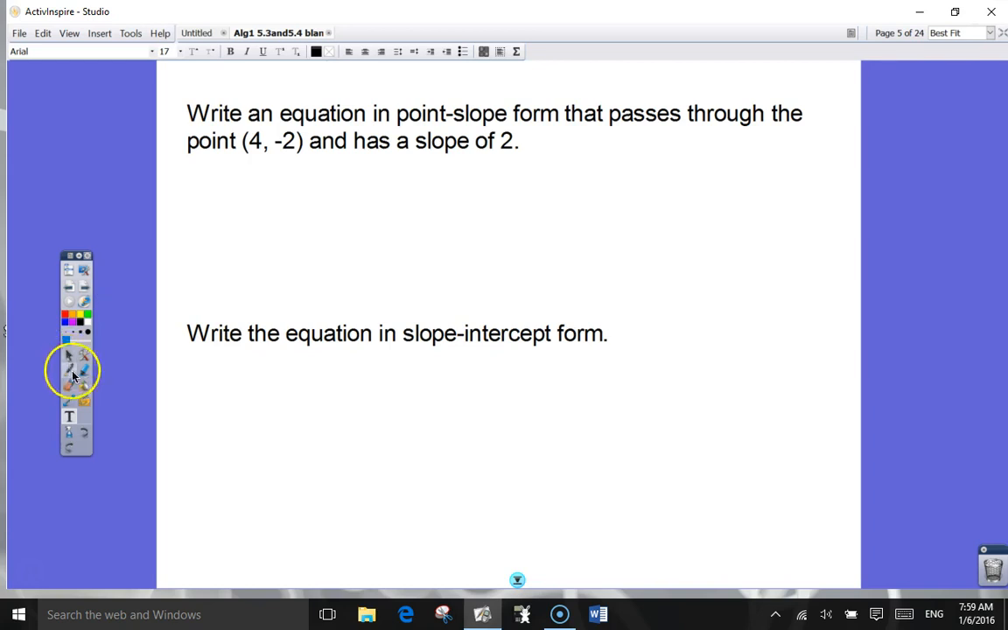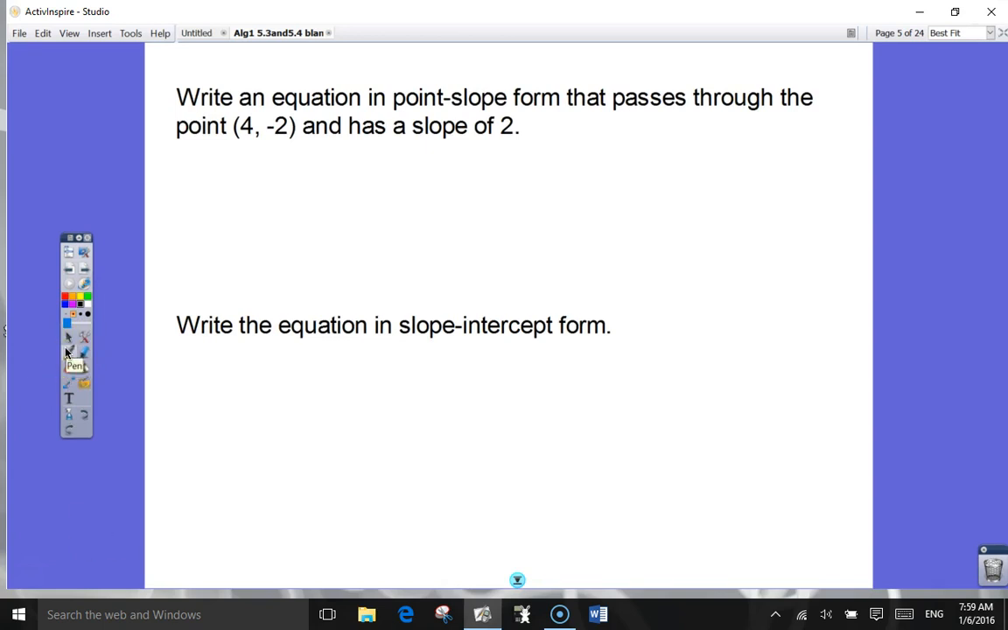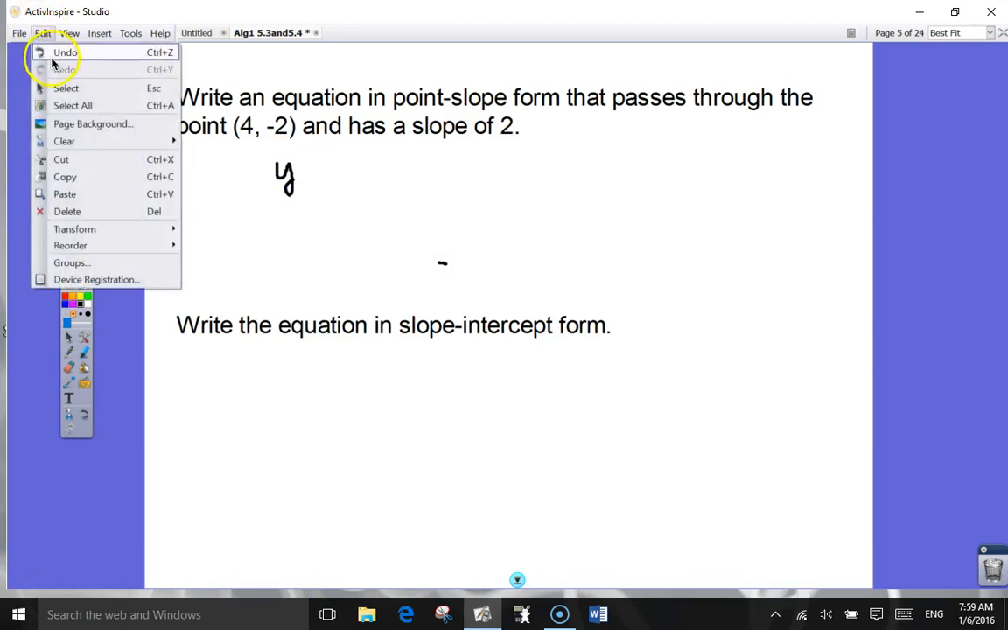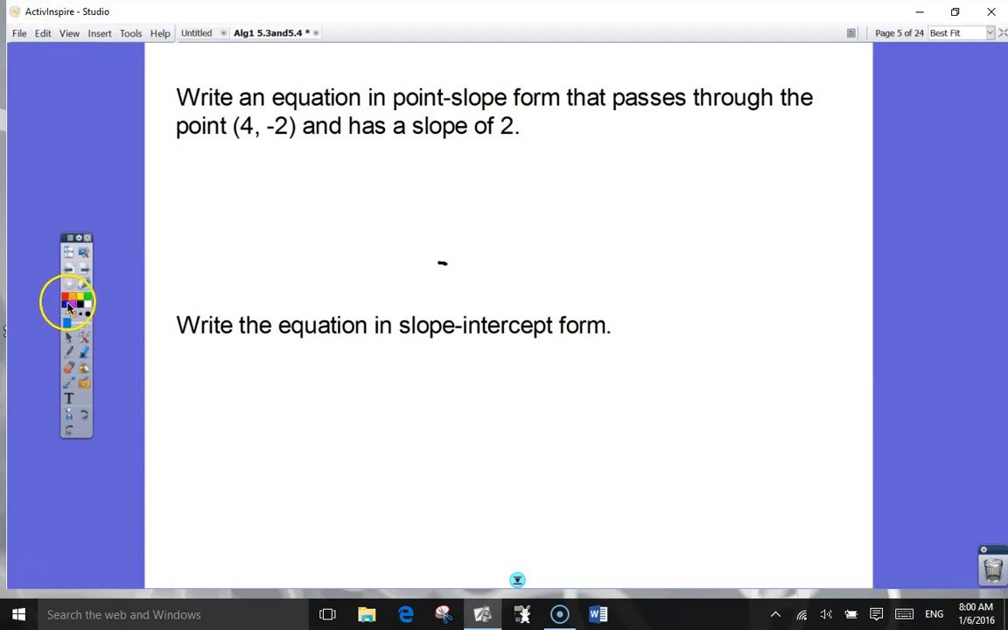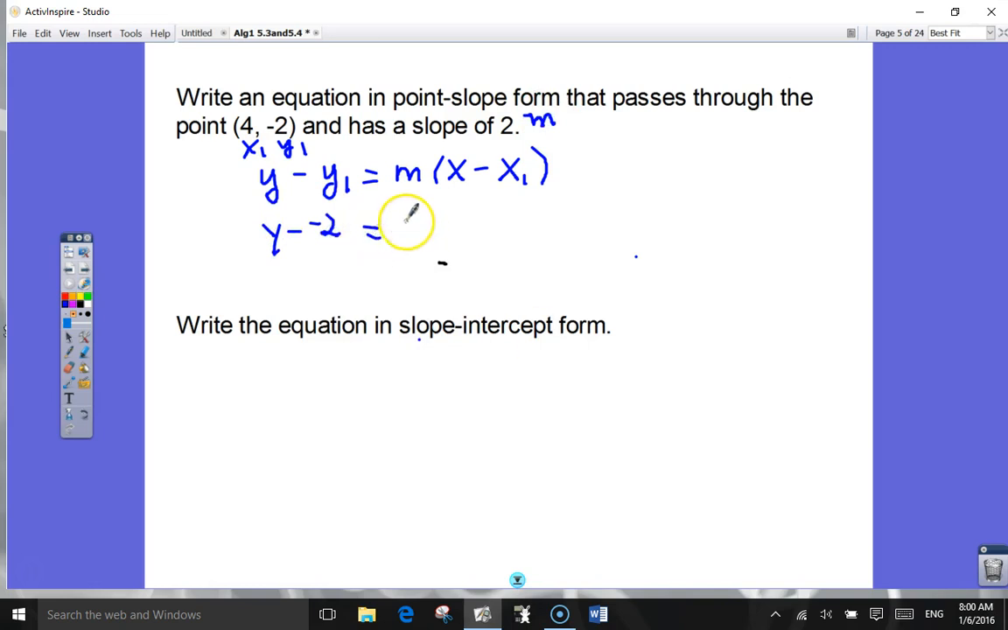So I'm going to write the formula first, and then I'll fill in for the things, right? You have to memorize the formula. Y minus y1 equals m times x minus x1. So I have to fill in for the point and the slope. This is the x1, y1, and this is the m. So y minus negative 2 equals 2 times x minus 4.